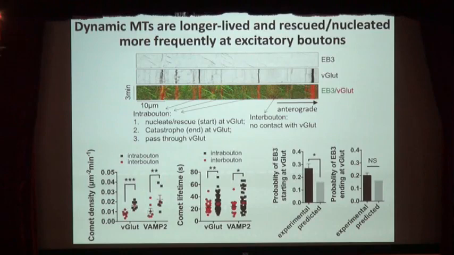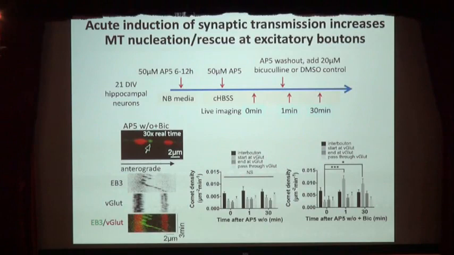So I examined whether this preferential regulation of EB3 comets starting at the bouton is affected by synaptic activation. And I developed a protocol to induce synaptic activation in mature hippocampal neurons by pre-treating the neurons with NMDA receptor antagonist AP5 to first bring down the overall firing of synaptic activity in hippocampal neurons, followed by a washout and incubation with bicuculline, which is a GABA A receptor antagonist, to synchronously and also acutely induce synaptic activation. And interestingly, I observed that only 1 minute after bicuculline incubation, there's a significant increase in the comets starting at VGlut, but not in the washout control, as shown here in the movie and the kymograph. So this demonstrates that the nucleation or rescue of dynamic microtubules occurs at presynaptic sites and is induced by synaptic transmission.